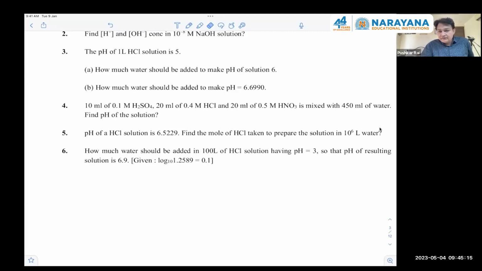Got it? Which center are you studying at, beta? Kukatpally, sir. Hyderabad, Kukatpally. Okay. So that is my advice. I'll discuss the solution. Then if you feel comfortable, it is a very easy question, but until you are confirmed, don't try.